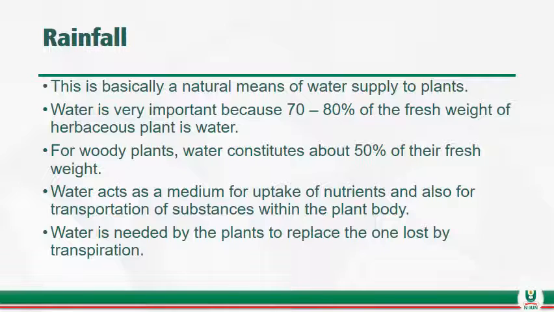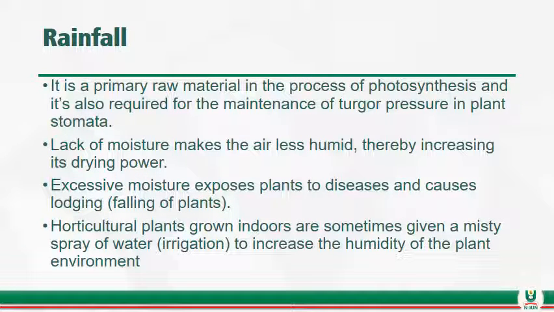Also, water is required to replace the water that is lost by transpiration, which is the loss of water from the plant through the leaf surfaces or the plant surfaces. So the water that is lost has to be replenished, and that is what water does. Still talking rainfall, it's a primary raw material in the process of photosynthesis, which involves the preparation of plant food, and it's also required for maintenance of turgor pressure in the plant stomata.